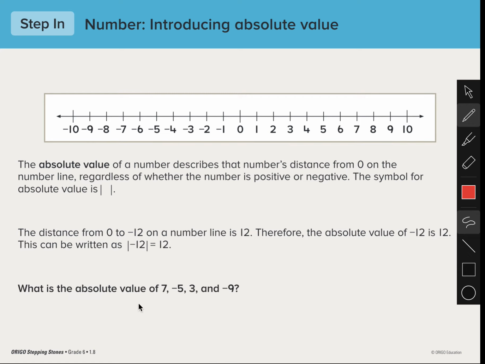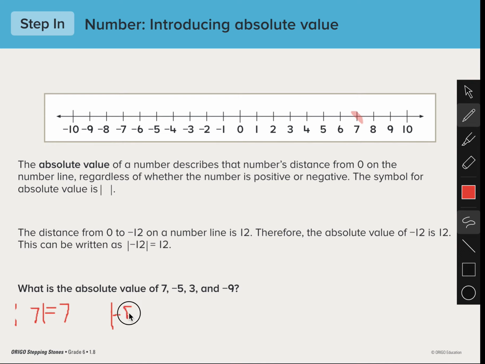What is the absolute value of 7, -5, 3, and 9? So let's make sure that we're writing our notation. The absolute value of -7 is, how far from 0 is -7? 7. The absolute value of, oh, I'm sorry guys, this is supposed to be the absolute value of 7, not -7. But does that change our answer? No, it does not, because 7 is still 7 away from 0.